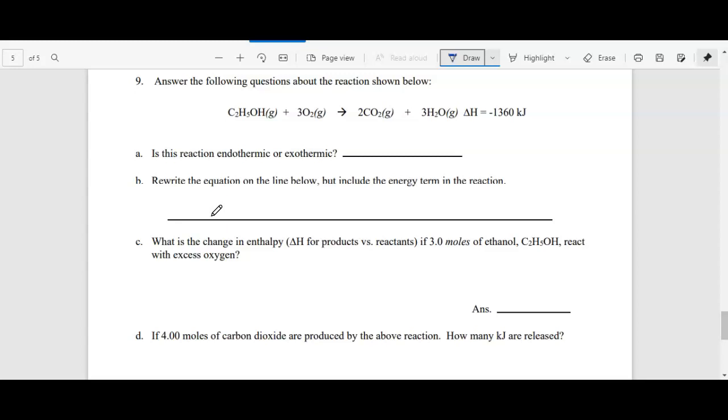Are we absorbing heat or releasing heat? What do we think here? Releasing heat. How do we know? It's negative. Delta H is negative. The change in heat is negative. We're getting rid of heat. This answer here is exothermic. We are decreasing the amount of heat that we have.